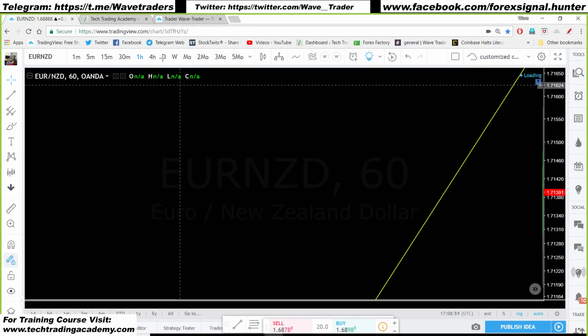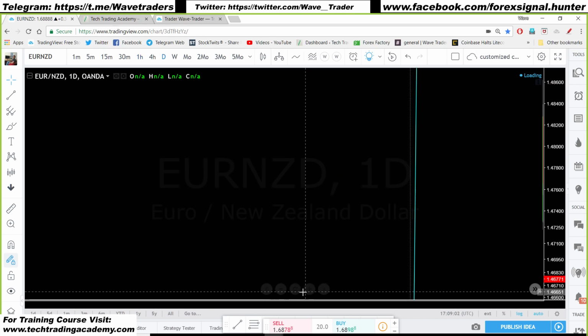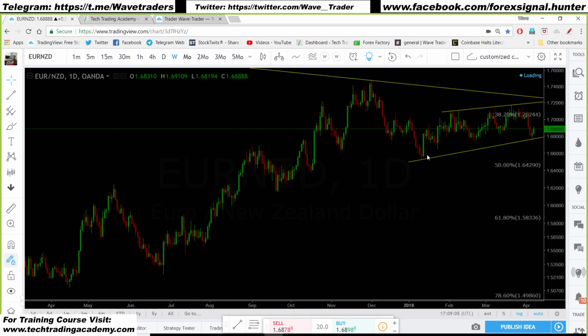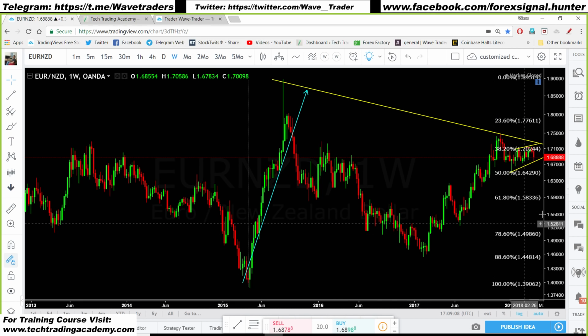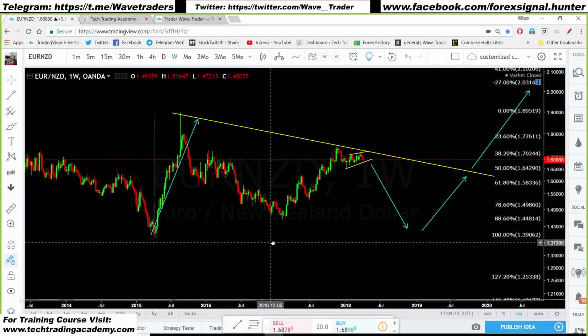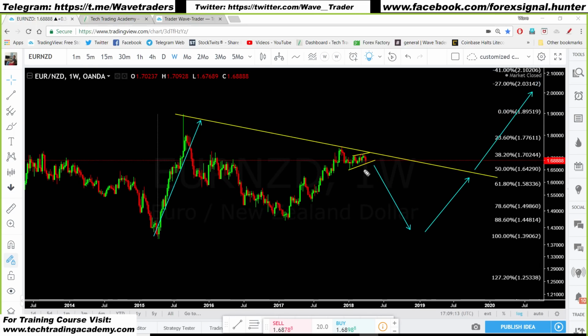All right, so Euro New Zealand dollar, you can look for a short-term buy. This daily flag has to break down. Let me show you the bigger structure, the bigger time frame, so that you guys can get the idea what we are looking for. We are looking for a longer term bearish wave on it. This weekly flag should break down for further downside.